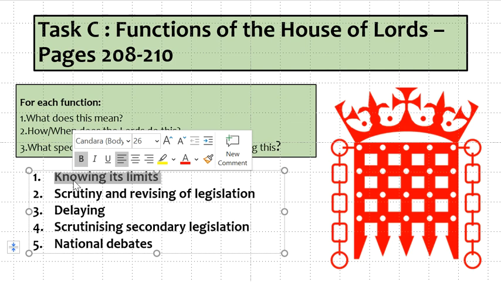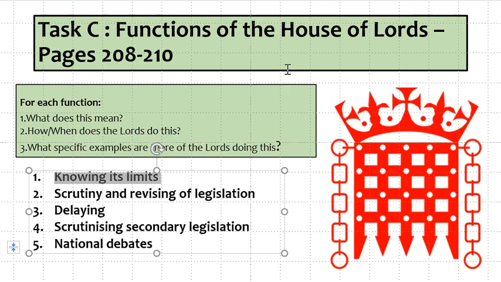And since 1949, it can only delay the process for a year. It cannot veto. It does not have that power because it's not seen to have that legitimacy. And that's really important to understand.